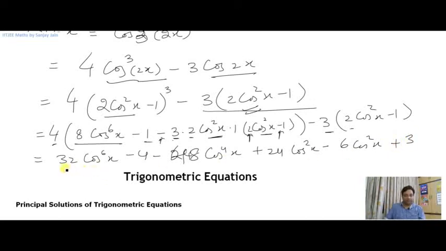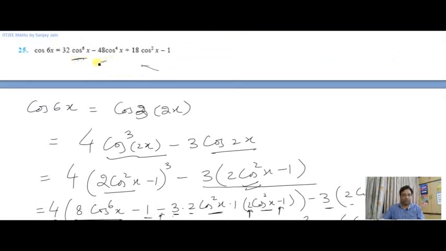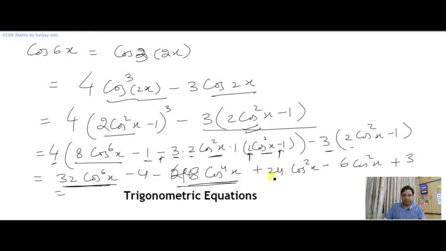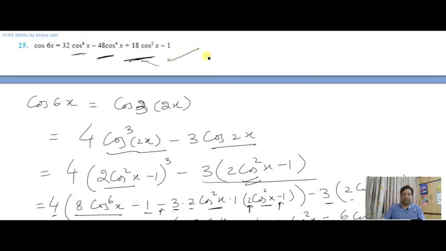Let me check whether we have reached the right solution or not. 32 cos raised to power 6x, 48 cos raised to power 4x with negative sign. 32 cos raised to power 6x minus 48 cos raised to power 4x, and now I require 18 cos square x. Let me check whether I have got 18. 24 minus 6, 18 cos square x, and then there is 3 minus 4, minus 1 should be there. So minus 1 is there. So yes, left hand side is proved to be equal to the right hand side. So this question is done.